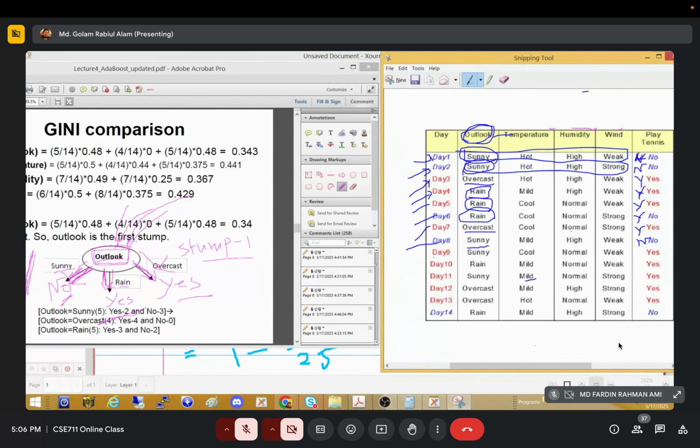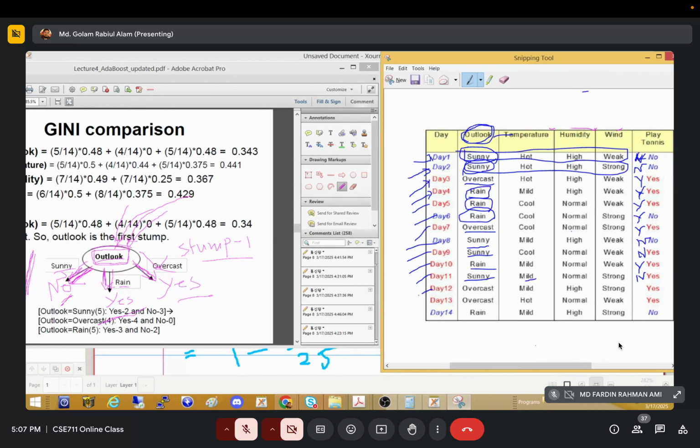And then day 9, the sunny, and the stump will return no. So here is no. And then we have to pass day 10. Day 10 is rain, and rain is yes from our stump 1. It is yes. And then day 11 we have to pass. Then we can see day 11 is sunny, and day 11 sunny is no. So here is no.